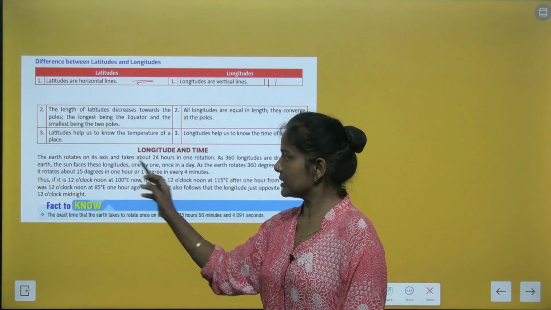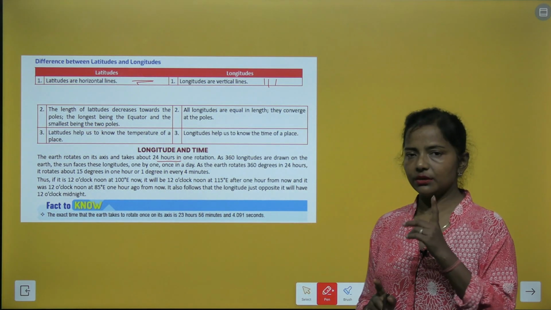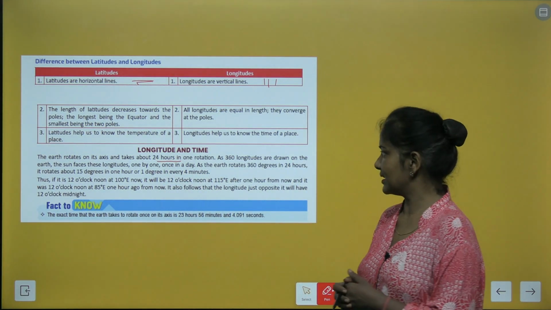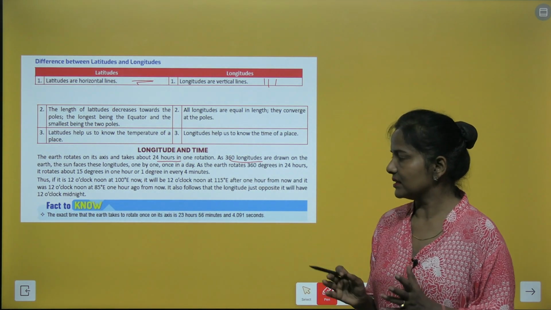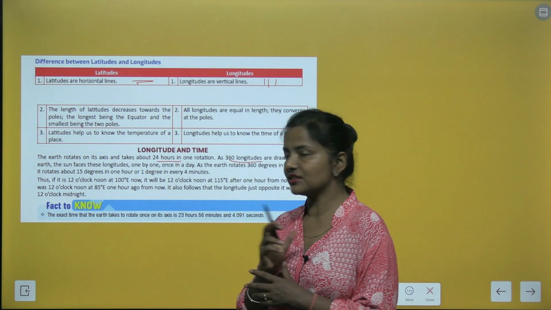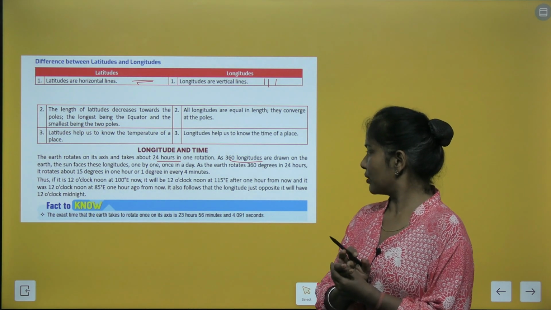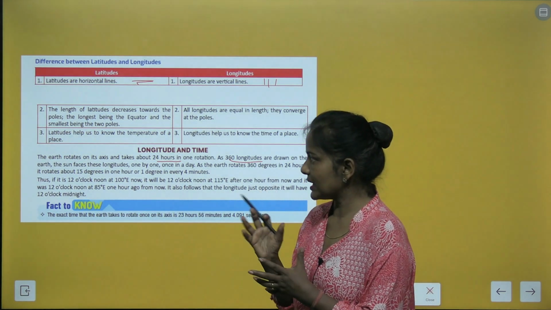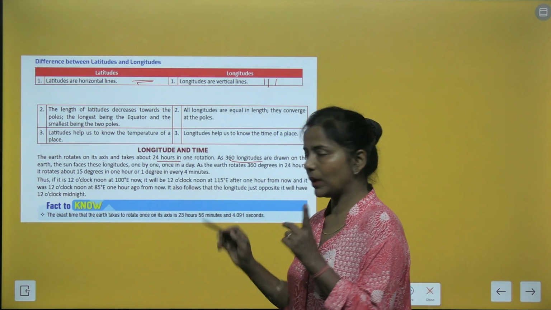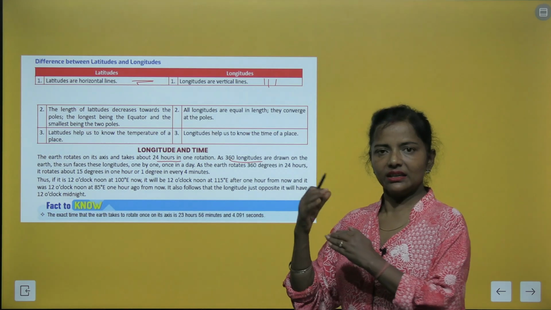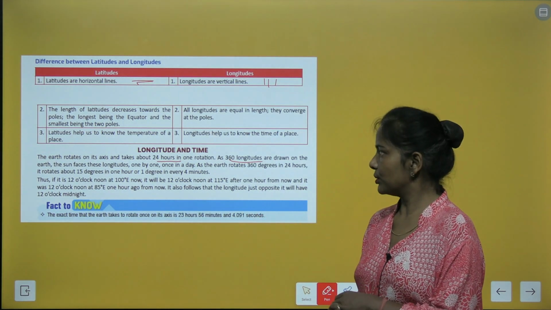The earth rotates on its axis and takes about 24 hours in one rotation. एक rotation के लिए 24 hours लगते हैं. As 360 longitudes are drawn on the earth, the sun faces these longitudes. अब एक earth पे 360 longitudes हैं, तो ये जो sun है इन longitudes को face करता है. One by one, once in a day. One by one ये जो sun है ये face करता है इन longitudes को.